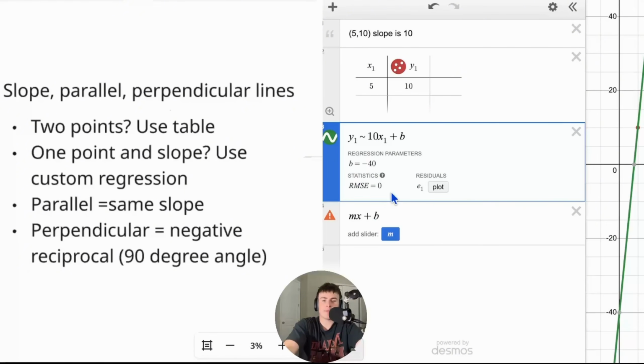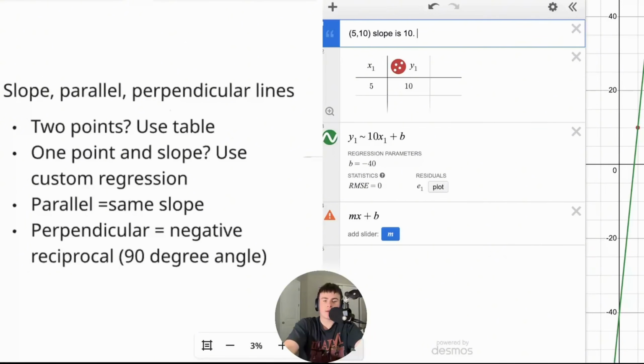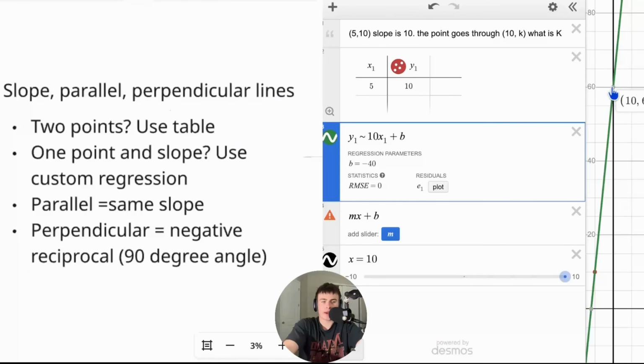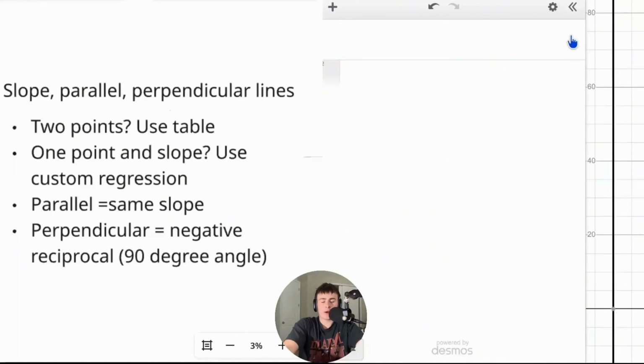so b is negative 40. And then it would probably ask you, say, the line goes through 10 comma k, what is k? Then you'd be like, okay, well, x equals 10 with that point, and then just look where they intersect, and the value of k is just 60. So this is how you do it. If you have 1 point and a slope, you just use custom regression and plug the slope in for m. That would be it.